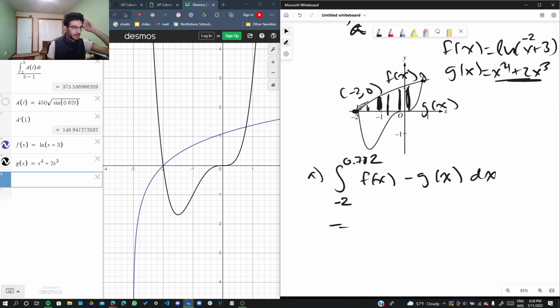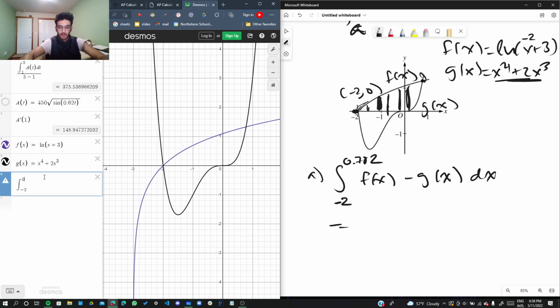Oh, this is -2, by the way. Integral of -2 to 0.782 of f of x minus g of x. I should put this in brackets right here. So we're subtracting areas, top minus bottom, and then dx. One element list. Oh, it's because it doesn't like these brackets, so I just have to be more specific. There we go.